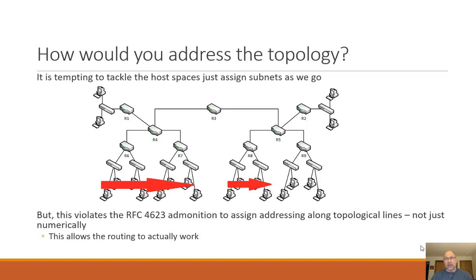RFC 4623 gives us some very clear guidance on this, and in fact the other RFCs that were prior to 4623 do the same thing. You've got to assign your addresses along topological lines. So on paper you figure out what subnets aggregate together, and then after you do that, you follow your topological lines, and that's how you assign things. So there's another, better way to do this that actually allows our routing to work.